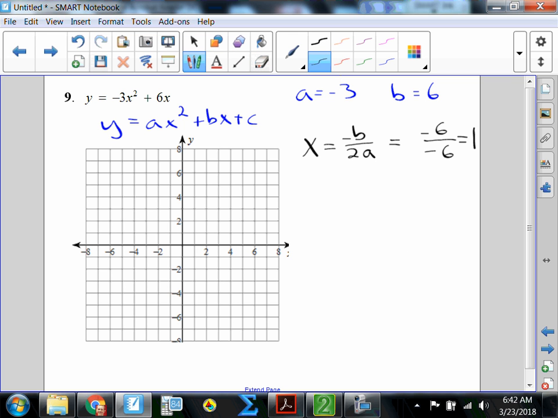That just gives me 1. So opposite of b over 2 times a, the 2 times a is 2 times -3, so I have a 1. The y value is equal to -3 times 1 squared plus 6 times 1. And so that's going to give me -3 plus 6, which is 3. So my vertex is at (1, 3).